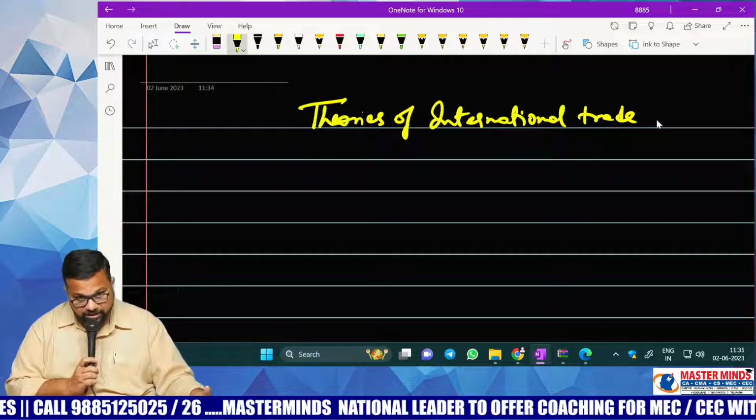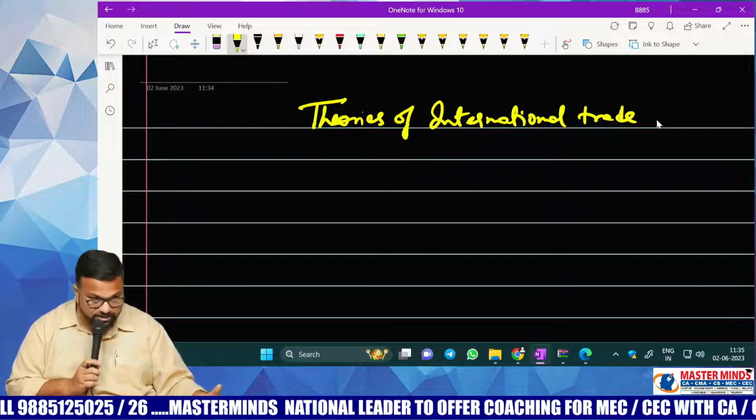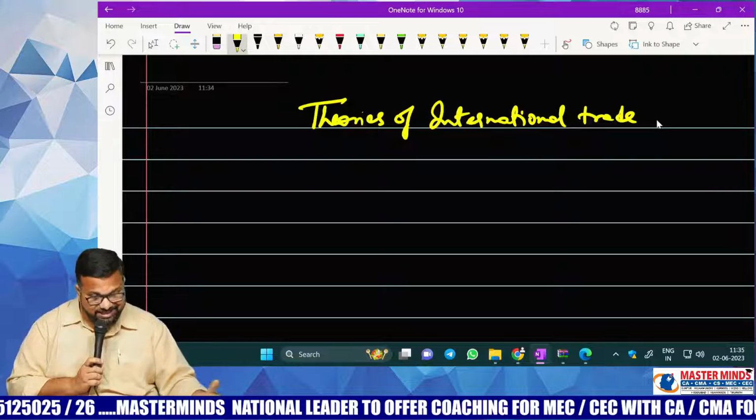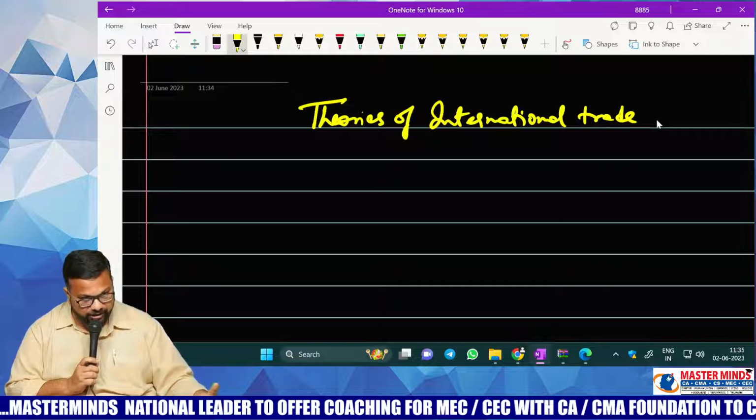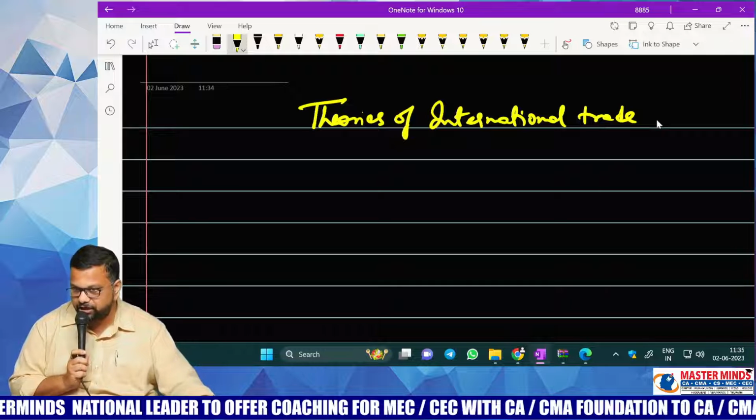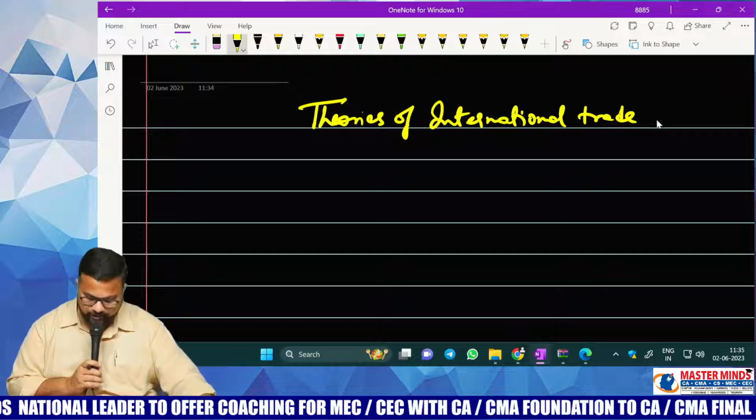Trade and international trade. In what way is international trade more complex than internal trade? Second question is advantages of international trade. Third question is disadvantages, arguments in favor of international trade and arguments against international trade.